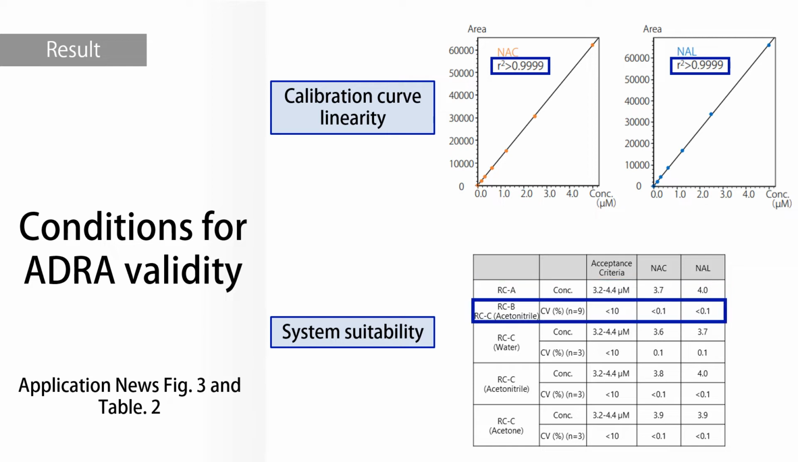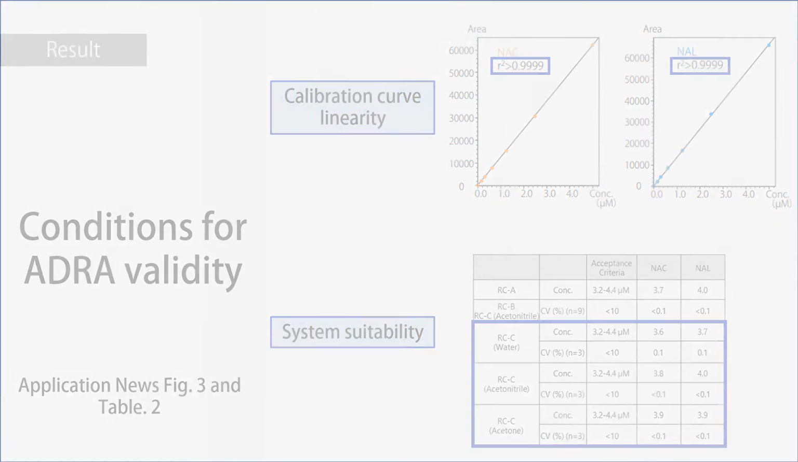For reference control B, the analysis is repeated 3 times both before and after the sequential analysis of the test sample. This confirms system stability during the analysis period. Reference control C is used to determine the reactivity of NAC and NAL with the solvent used for each test sample and to calculate the percentage reduction in NAC and NAL.